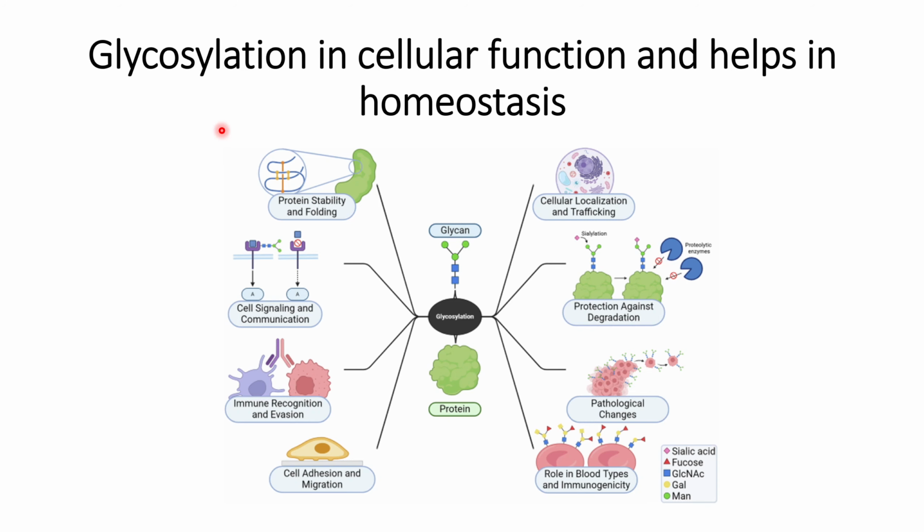In this video, we will discuss glycosylation in cellular functions, and how it helps in maintaining homeostasis of the cells. Glycosylation is one of the post-translational modifications that occurs in around 50% of the proteins produced by mammalian cells. Glycosylation mainly helps the protein towards stability and folding.